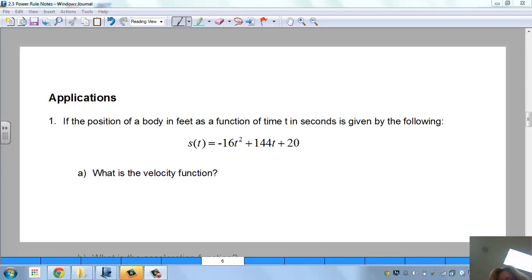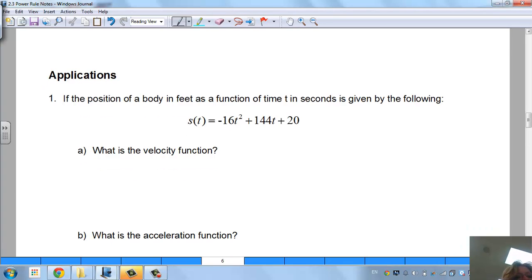I'm probably going to make two of these, but this first one kind of gets you started on how we apply the Power Rule and how we can use it. So the first two questions are going to be fairly simple. It's the third one where we're going to get into where I want you to be. Okay? So here's our first application.